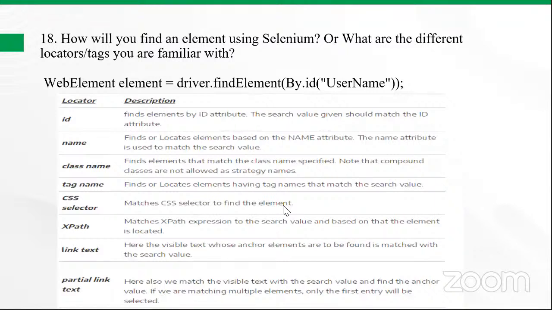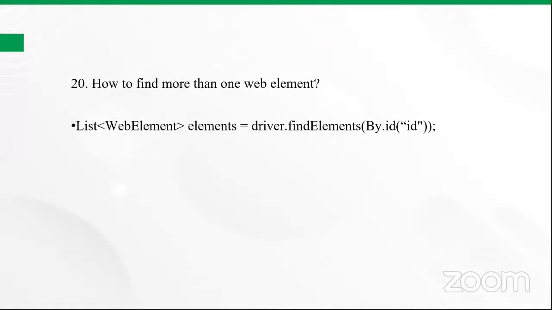Okay, so how do we find more than one web element? To find more than one web element, we can use the findElements method. It will return a list of web elements, and to access those elements, we can iterate through the list.